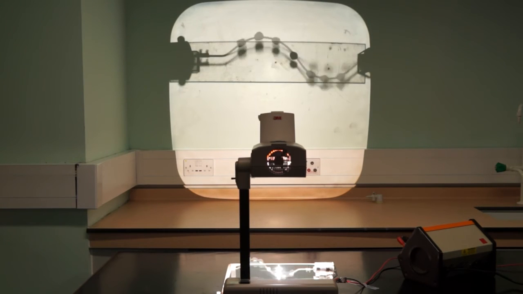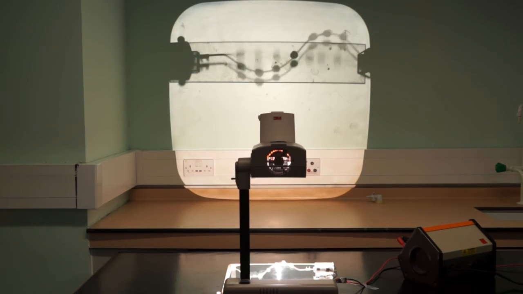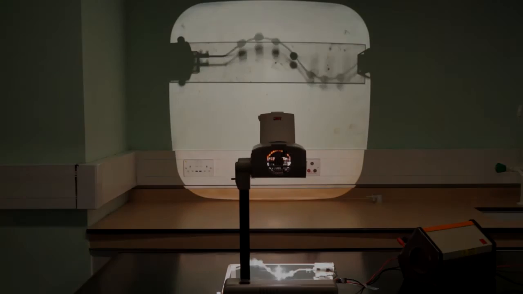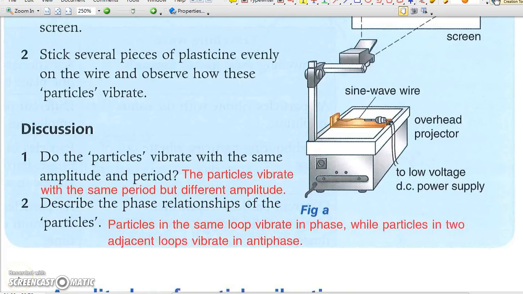Observe how these particles vibrate. Do the particles vibrate with the same amplitude and period? What can you tell about the phase relationships of the particles? In old days, without computer simulation, the transverse wave model was used. It shows clearly the vibration of particles in a stationary wave.